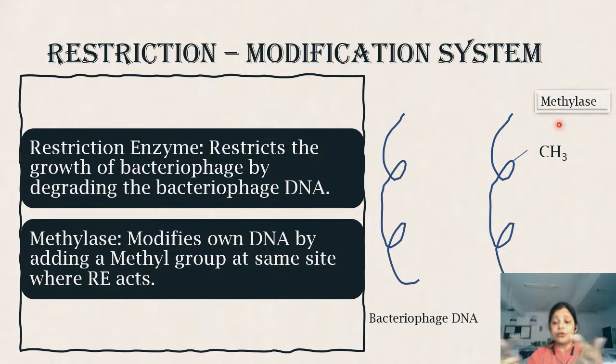Now, as a result of this armor provided by methylase, the restriction enzyme will be able to identify that methyl is present, so this is my or bacterial DNA. Methyl is absent, so this is the bacteriophage DNA. Now, because of this modification, bacterial DNA is protected from degradation by this restriction enzyme. Bacteriophage DNA, which does not have a methyl group, is degraded by the restriction enzyme.